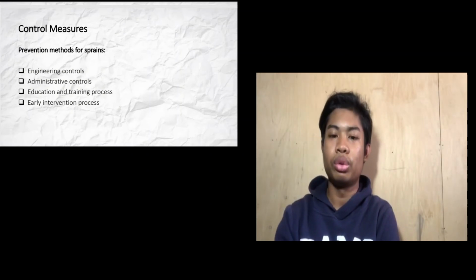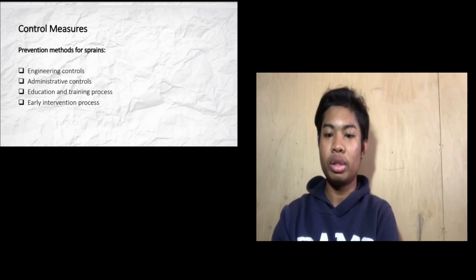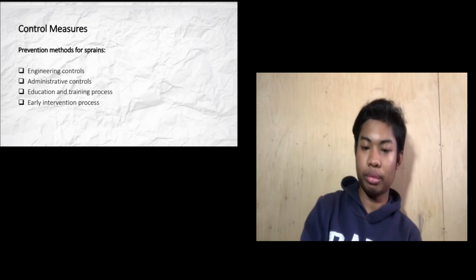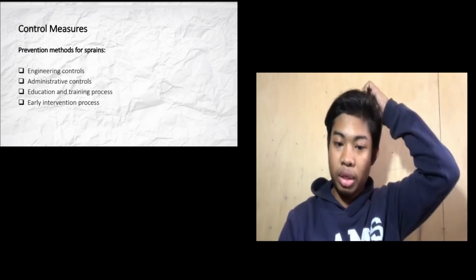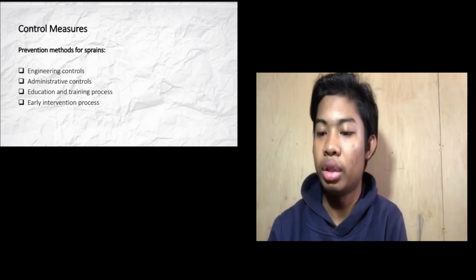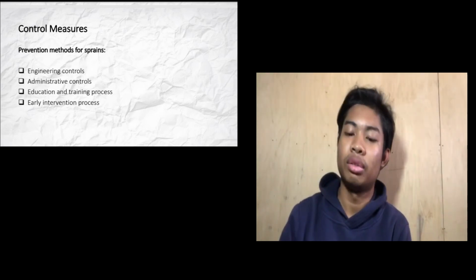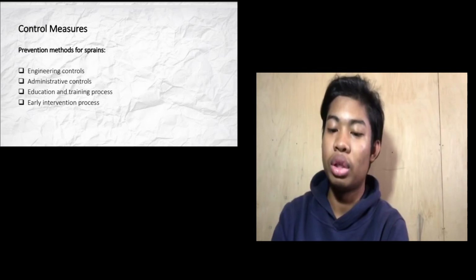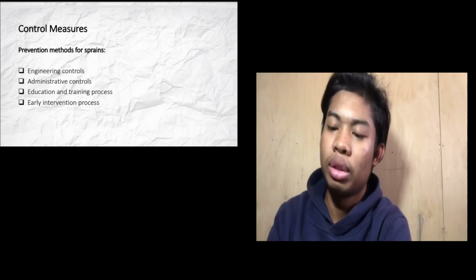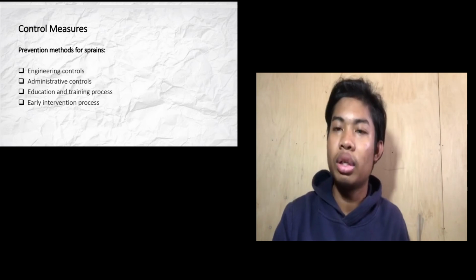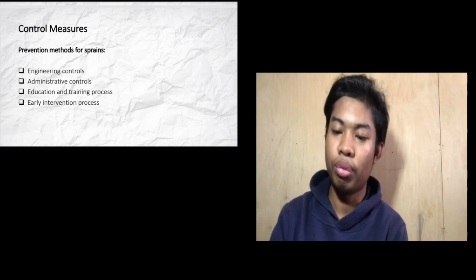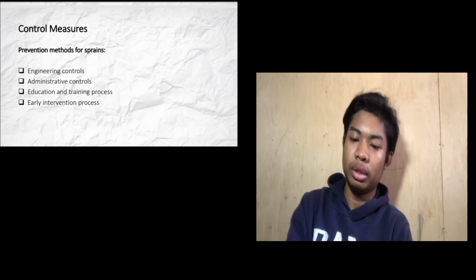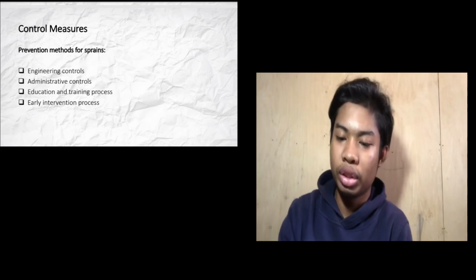So I want to present about control measures for sprain, inter sprain, arthritic pain, and triquetrum fracture. First, prevention methods for sprain. First, engineering control. Minimize uncomfortable posture with ergonomic improvement aimed at preserving a typical range of motion.